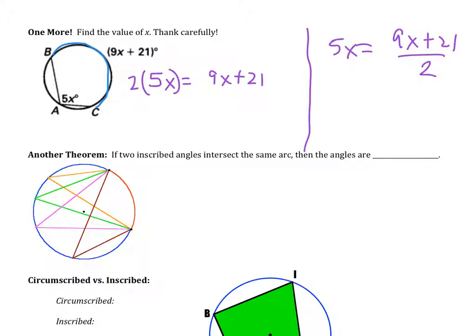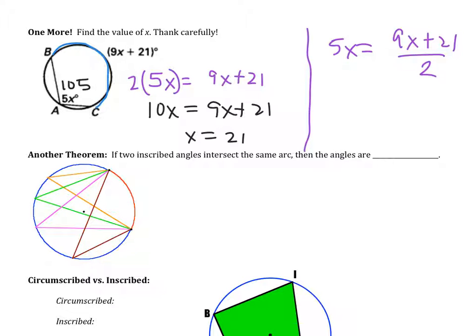Because that way you get to avoid a fraction. So you just multiply by 2, you get 10x is equal to 9x plus 21. Subtract the 9x, what does x equal? x equals 21. If we plug it back in, 5 times 21 is 105. 9 times 21 is what?